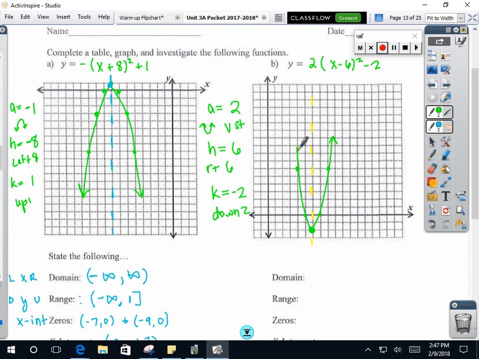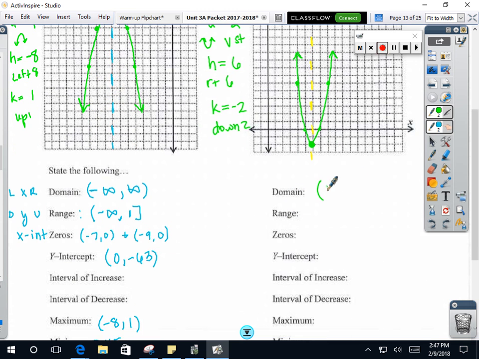Okay, now the domain. I didn't say we were finished. What's the domain? How far will it go left? Negative infinity. How far will it go right? Positive infinity. What's the range? No, it only goes down to here, which is at negative 2. How high will it go? Infinity.